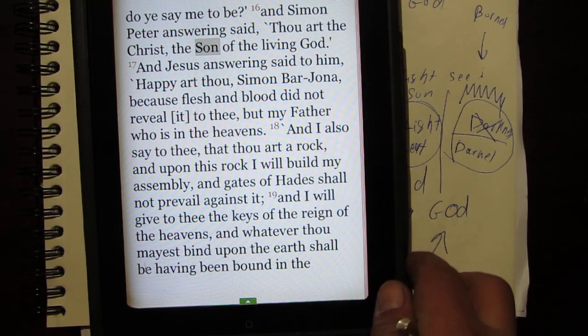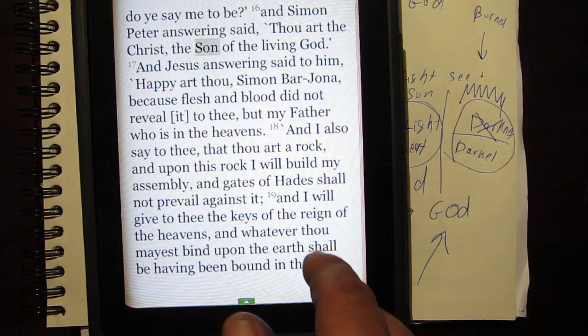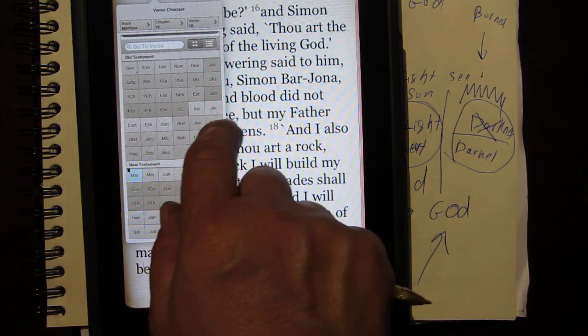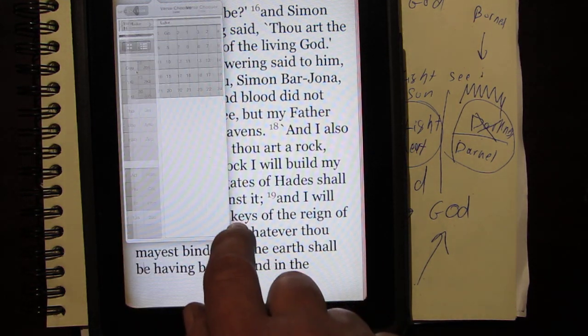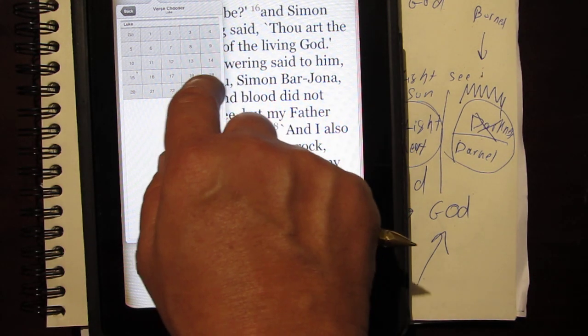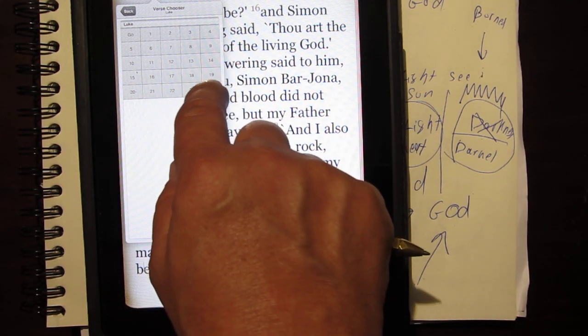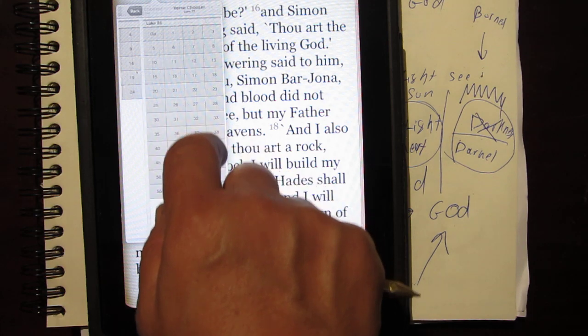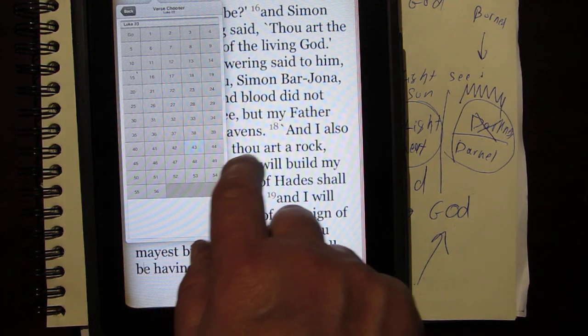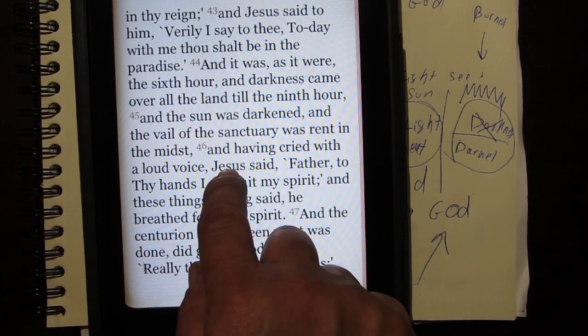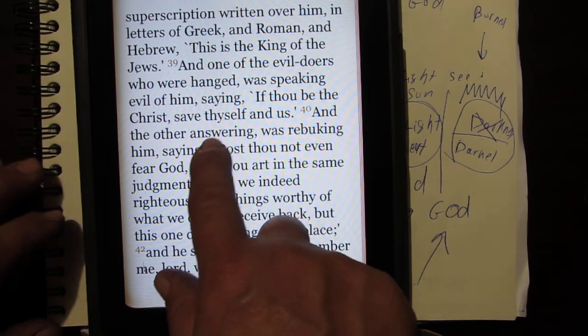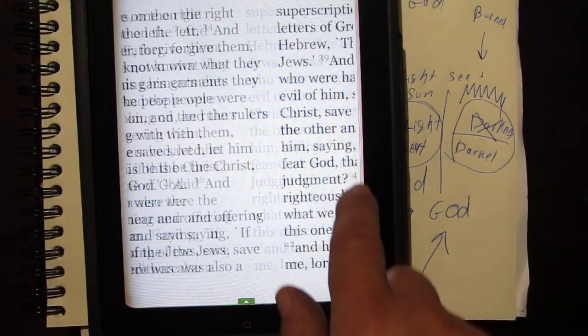Oh, I only have 8% left. Okay, so let's go to that for a second. I think it's Luke 35. I could be wrong. Not Luke 35, but Luke 23. Let's go to 43. Yeah, that's it. Okay.